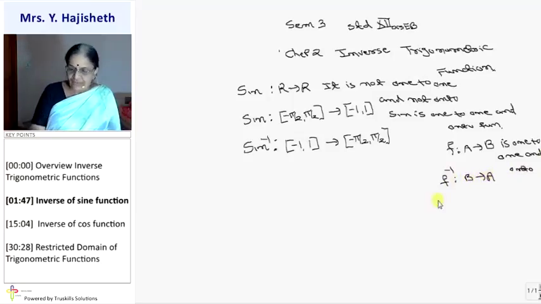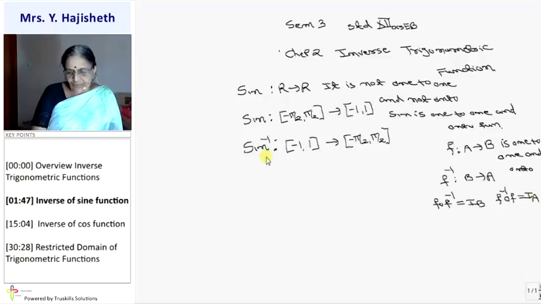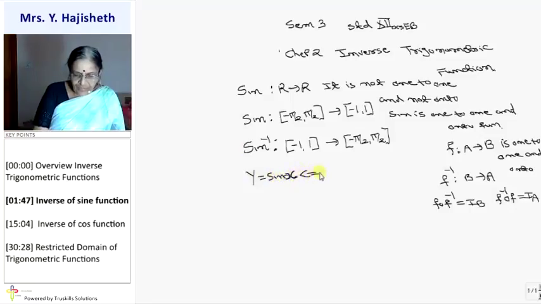And also you have learned f inverse of f is identity function on A, and f of f inverse is identity function on B. All this you have learned in your chapter number 1, relation and function. So here my sine inverse is from minus 1 to 1 to the closed interval minus pi by 2, pi by 2. Now, y is sine x if and only if x is sine inverse y.